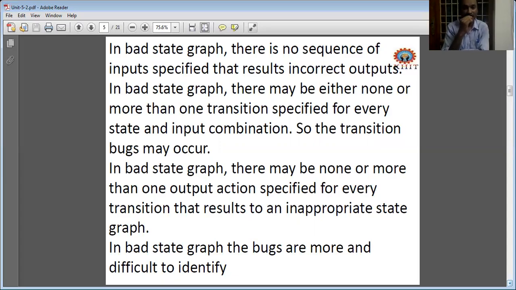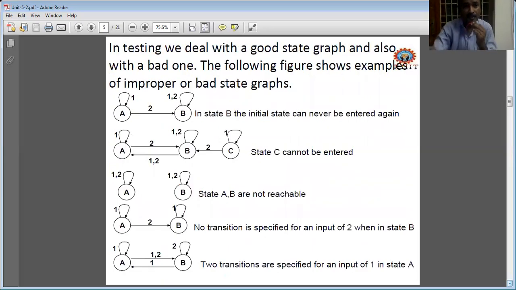In a bad state graph, the bugs are more and difficult to identify. In testing, we deal with a good state graph and also with a bad one.